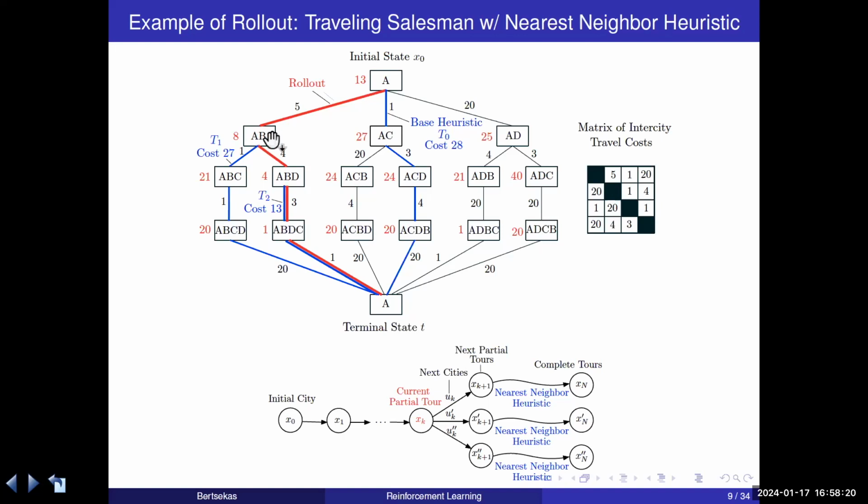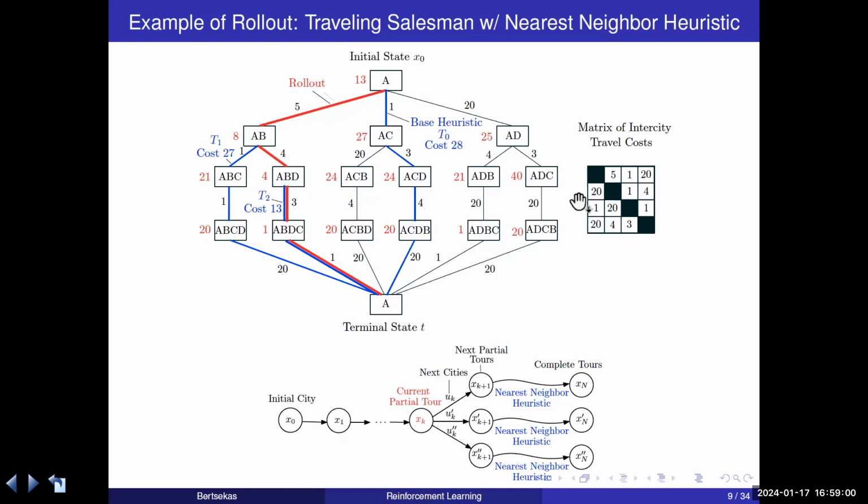Now we're going to do the next step. Consider the two possible choices and run the base heuristic from it. So this one will give 1 plus 21. This will give 4 plus 3 plus 1. So this one is the best one. And so the rollout algorithm will move from here to here. It will change trajectory, okay? We'll move here. And from this state, of course, there's no choice, and we'll move to city C and so on.